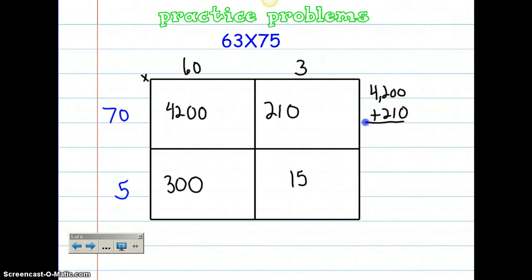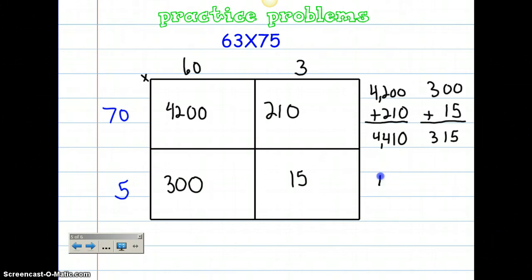Please get in the practice of doing these problems separately. I don't want you stacking 3 on top of each other, because sometimes things get a little confusing and you start to forget your place value, and then things get all kinds of wacky. So I don't want that to happen. I'm adding these up. So I have 4,410 plus 315.